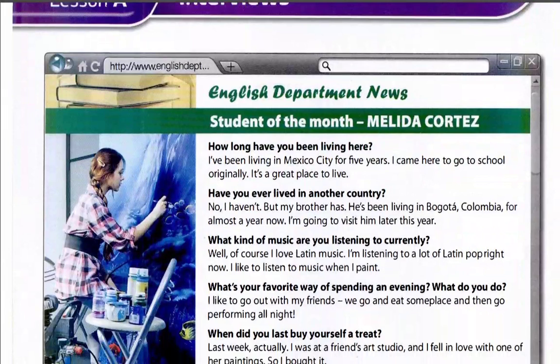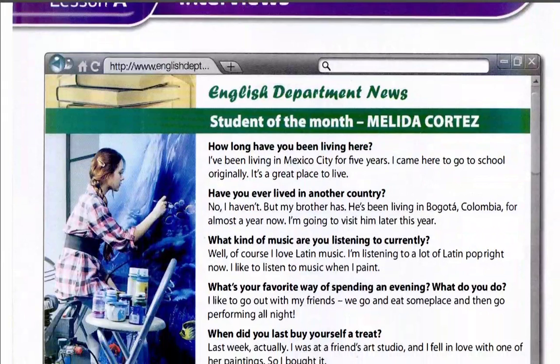Have you ever lived in another country? There's that have you ever, the PP, present perfect. Have you ever lived in another country? And she says, no, I haven't. So she answers with the present perfect. No, I haven't, because it's a negative. But she says, my brother has. He has been living, PPC, present perfect continuous, in Bogota, Colombia for almost a year now.